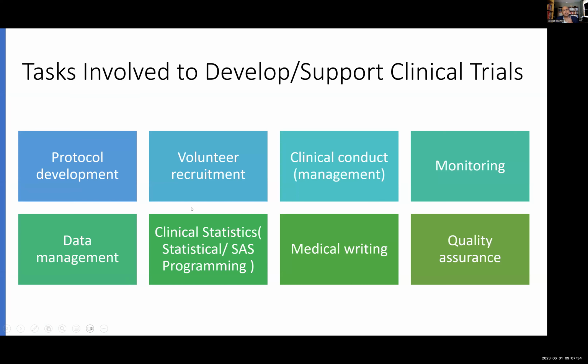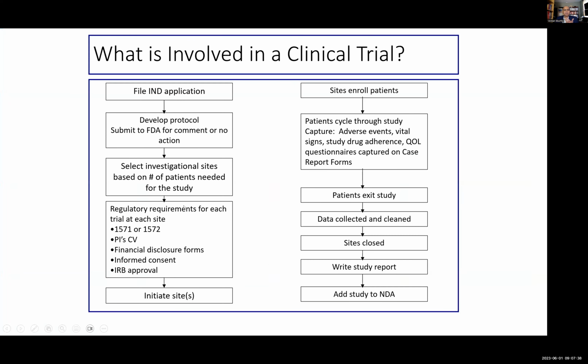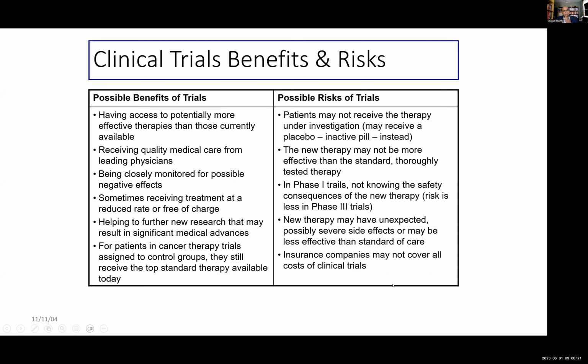These are all the tasks involved in clinical trials. Now, IND, investigational new drug. Then the principal investigator's curriculum vitae, financial disclosure, informed consent, and IRB, institutional review board approval. Once that is done, the site enrolls the patients and adds the study to the NDA, new drug application. Before clinical trials, if we get positive preclinical results, we file the IND. Once the IND is approved, these are the different steps that follow. Finally, we apply for the NDA, new drug application. So that is the whole process in clinical trials.